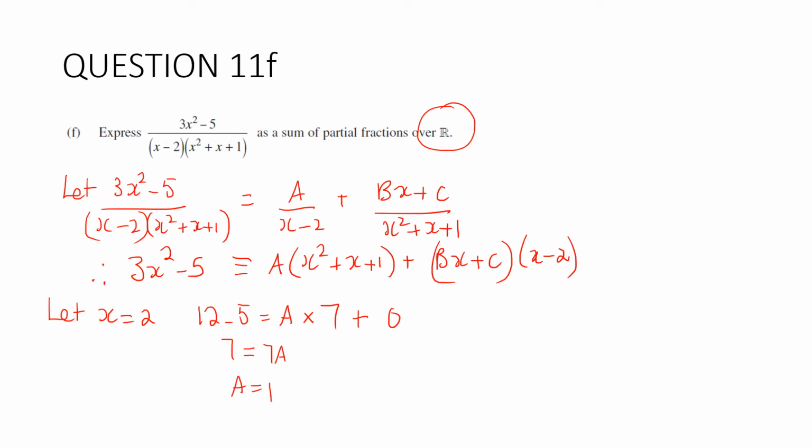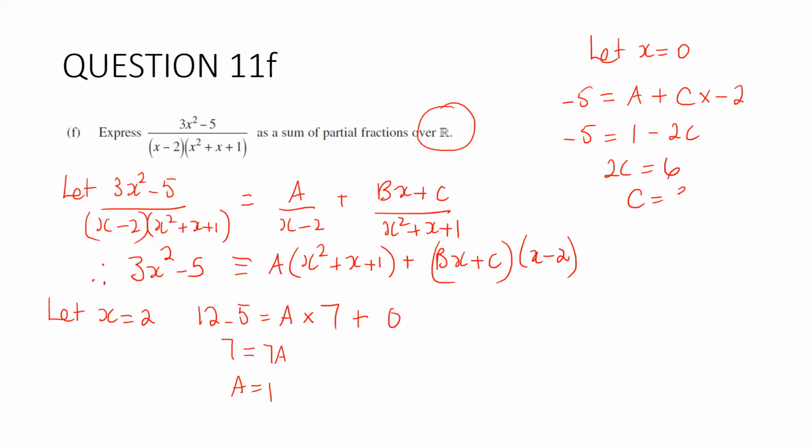Now we'll let, we run out of room unfortunately, let x equal 0, and that will get rid of b. So we're going to have negative 5 is equal to A times (0 plus 0 plus 1) plus bx, that's gone, plus c times negative 2. Now we know A is 1. Negative 5 is equal to 1 take away 2c. 2c is equal to 6. c is equal to 3.